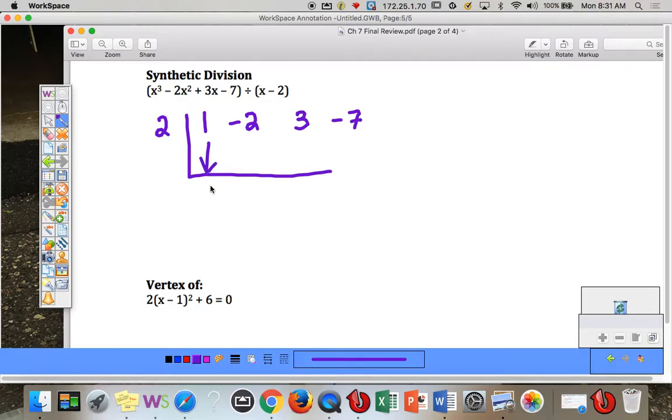Pull down the first number, and then you multiply. 2 times 1 is 2, and you add, we get 0. Again, you multiply. 2 times 0, 0. You add it together, we get 3. And then we get 2 times 3 is 6. And we get negative 1. So this is not a factor.